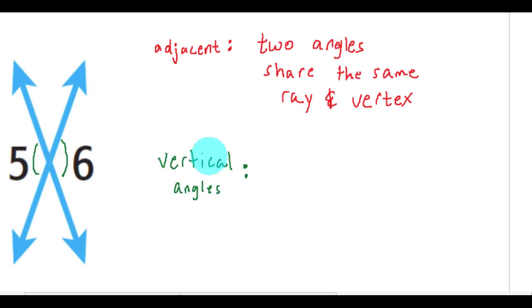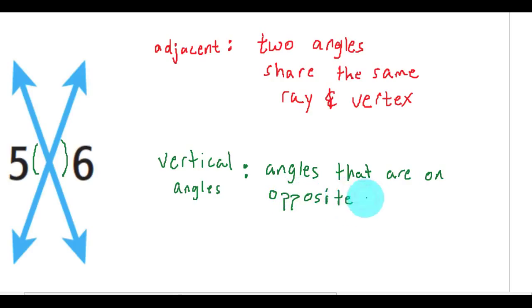Cool, so vertical angles are opposite angles, or angles that are on the opposite sides. And they are the same size. So they're basically congruent. Period, they are congruent. So same size, same shape.